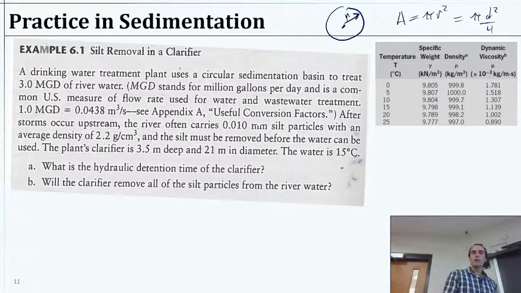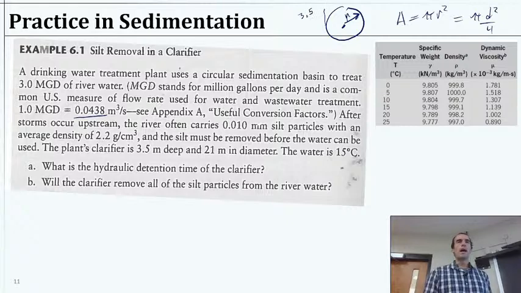Okay, so we're given a circular sedimentation basin to treat 3 million gallons per day of river water. MGD is an acronym for that. And it gives us conversion to get us back to meters and seconds right here. After a storm occurs upstream, the river often carries 0.01 millimeter silt particles with an average density of 2.2 grams per centimeter cubed. The silt must be removed before the water can be used, and the plant's clarifier is 3.5 meters deep and 21 meters in diameter. So we also have a height to this.